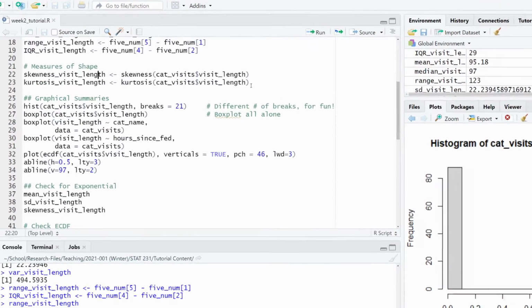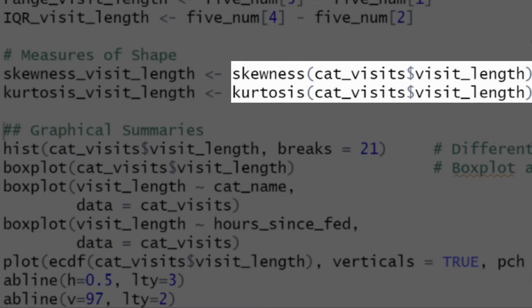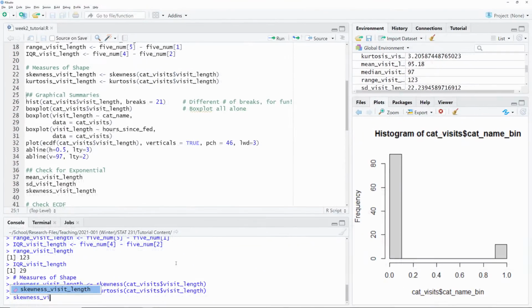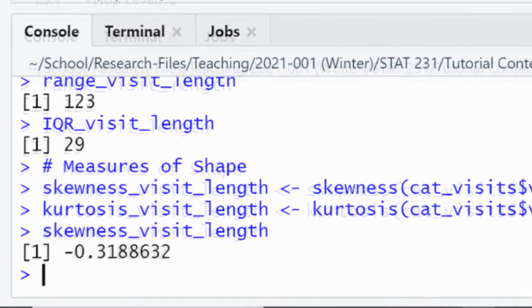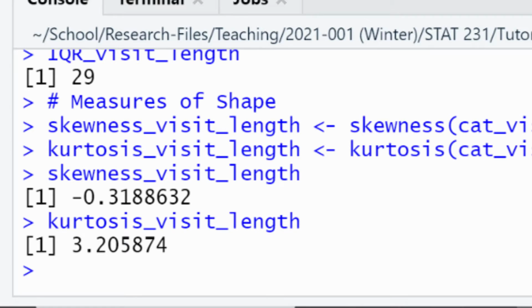Both the skewness and the kurtosis are calculable using functions given in the assignment 1 file. Making sure that we have run these in advance, we can simply call skewness on the data and then kurtosis on the data. Doing so results in a skewness of negative 0.319 and a kurtosis of 3.21. This means that we have a slight negative skew to the data. The left tail will be longer than the right tail, since our sample skewness is negative.